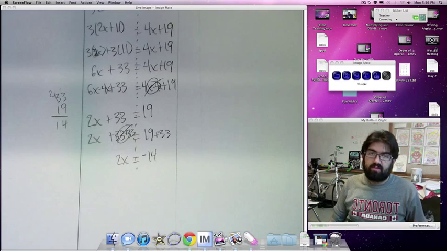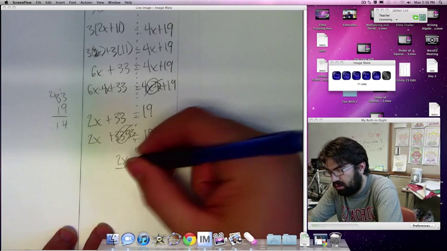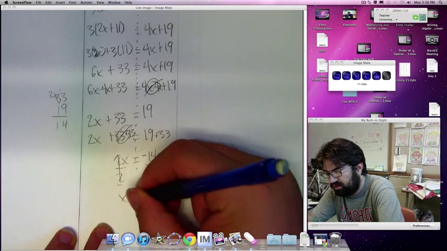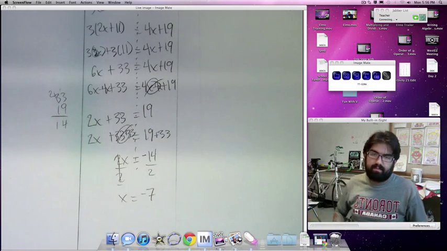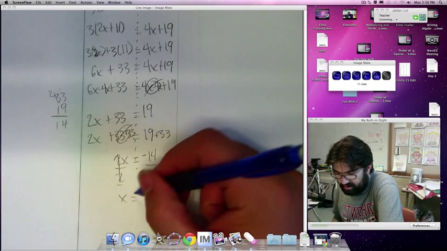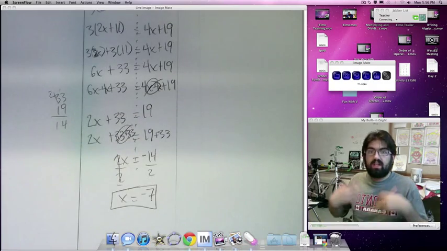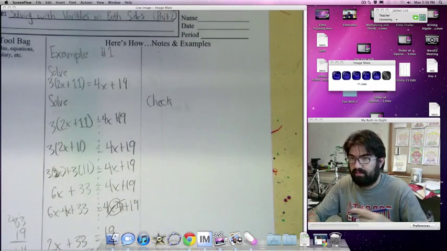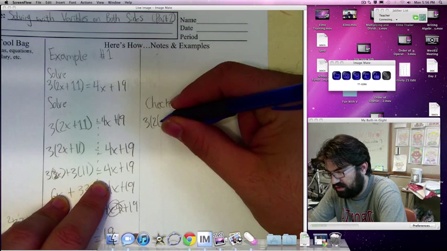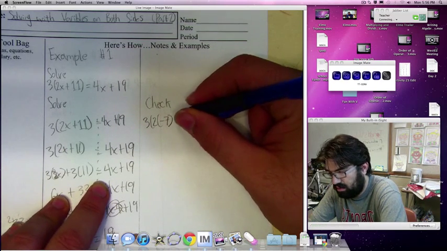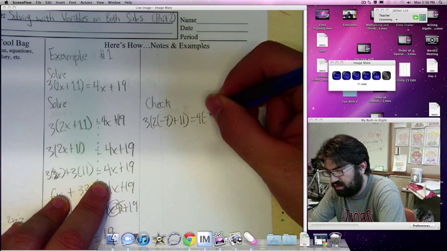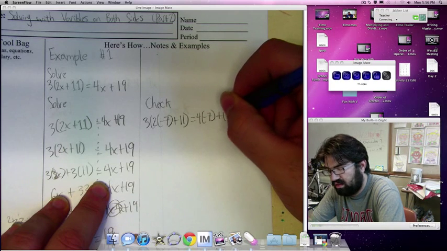2 times x. The opposite of multiplying is dividing. So I'm going to divide both sides by 2. x equals negative 7. Okay. We think the solution is x equals negative 7. If we think that's the solution, we should check our answer. To plug in negative 7: 3 times negative 7 plus 11 is equal to 4 times negative 7 plus 19.